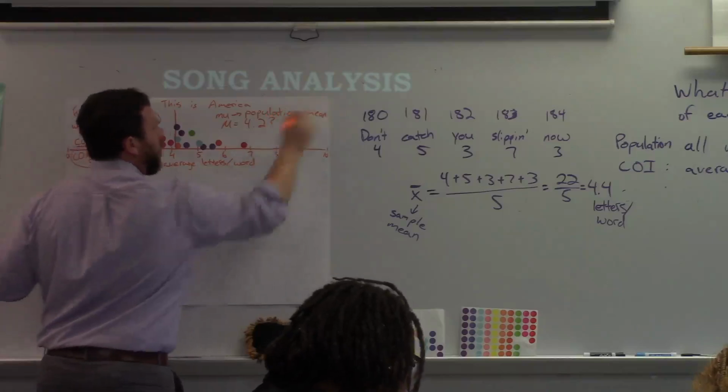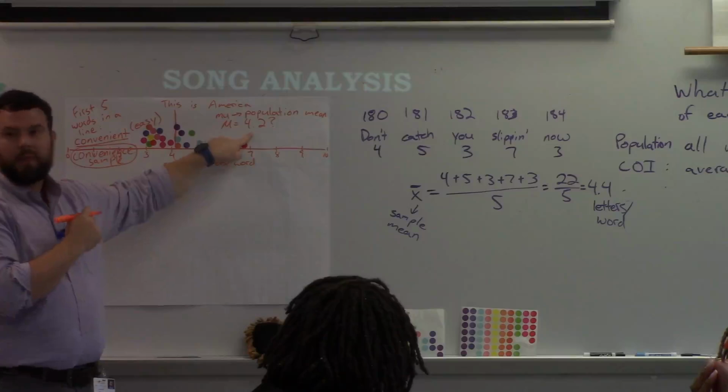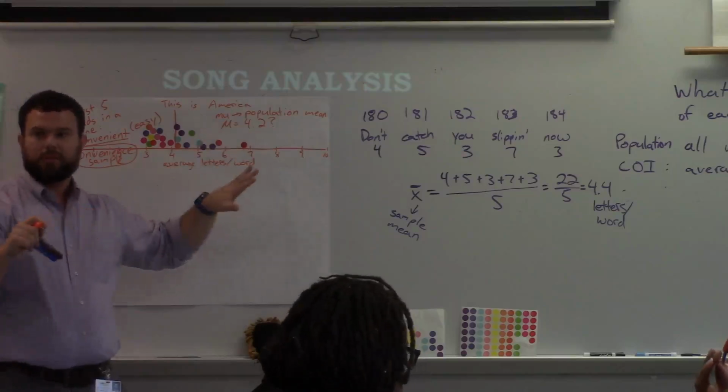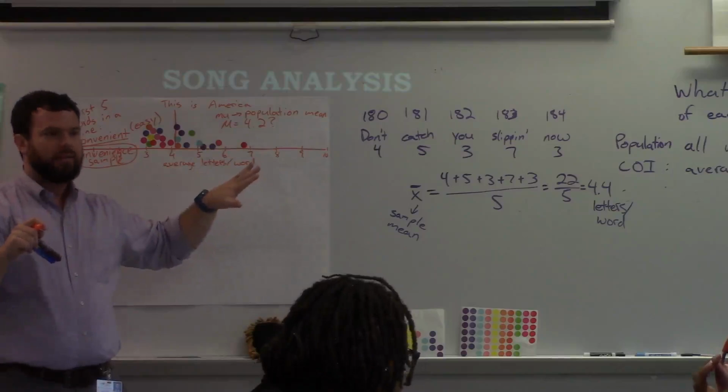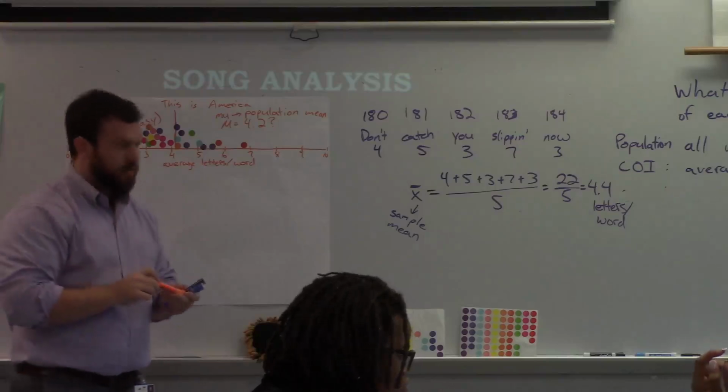Okay? So based on these sample means, I believe the population mean might be about 4.2. Does that make sense? It's just one way to try to figure that out. Now let's look at another way to do this, another sample.